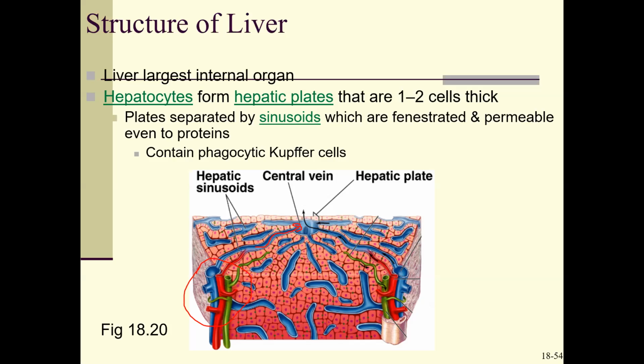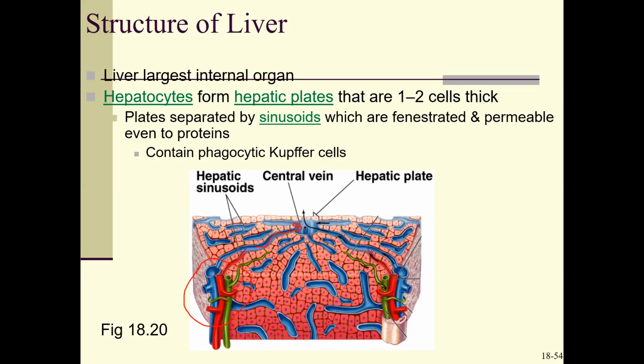Arterial, venule, into the central vein. From the central vein, the blood flows into the hepatic vein, and then it will drain from there into the inferior vena cava. Okay, back to these sinusoids.